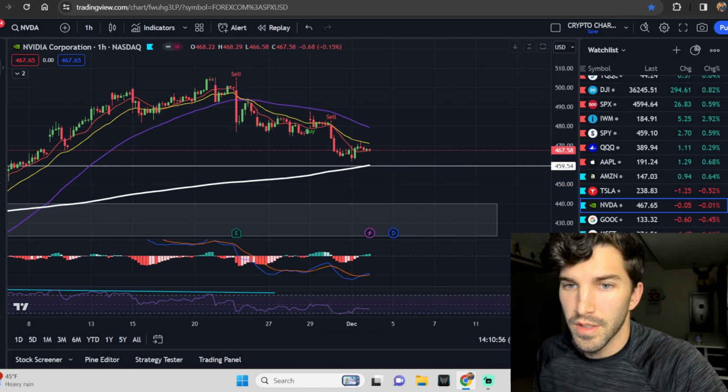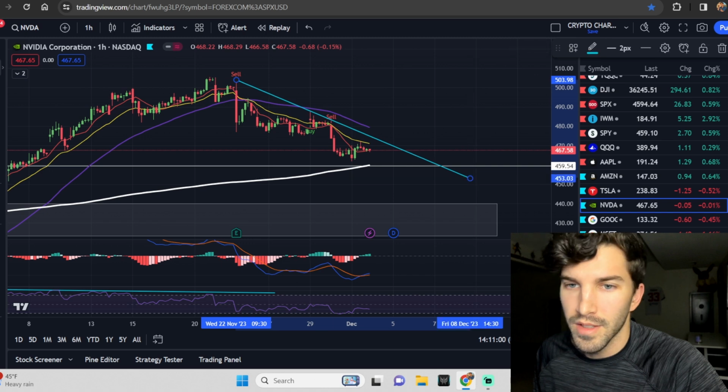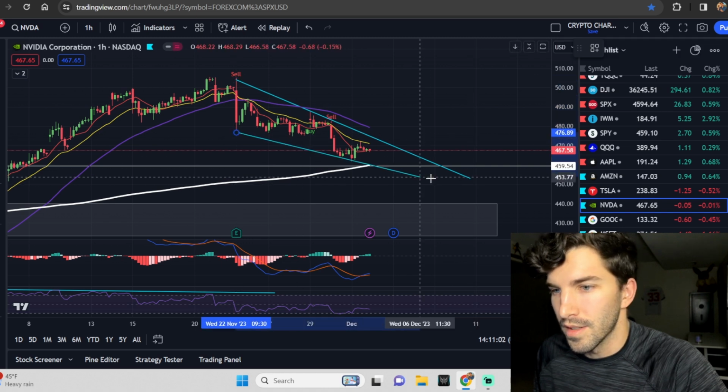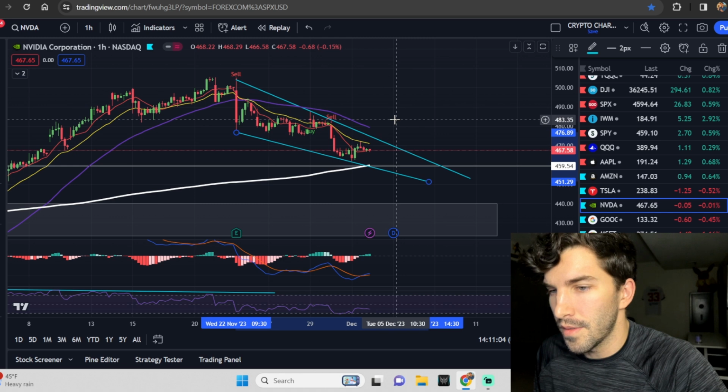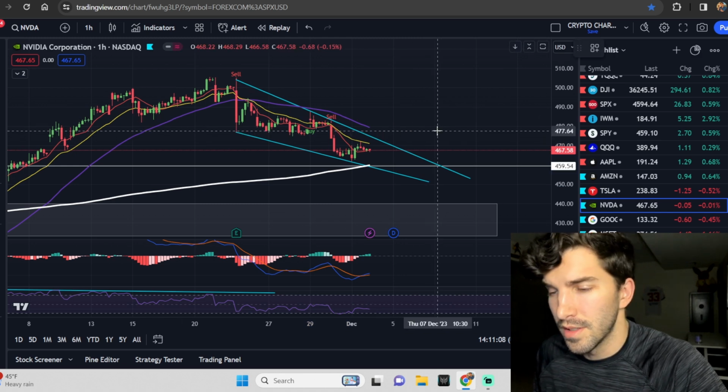But you'll notice if we pull up some lines here, right? Let's draw some trends real quick. We can see that we're starting to wedge. So it looks like we do have a decent move coming in the very near future, meaning probably the first couple of days of this week.